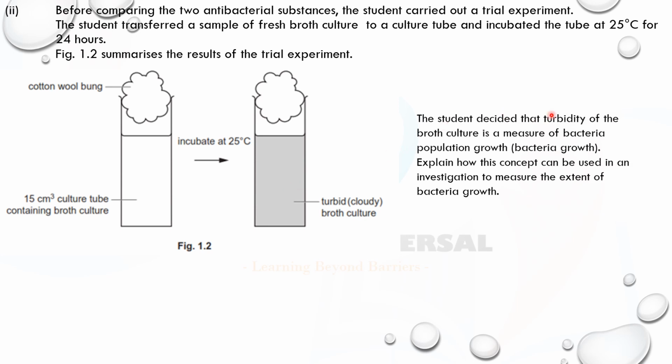The student decided that turbidity of the broth culture is a measure of bacteria population growth. See, every piece of information matters. Explain, give reason how this concept can be used in an investigation to measure the extent of bacterial growth. How do you measure the extent?